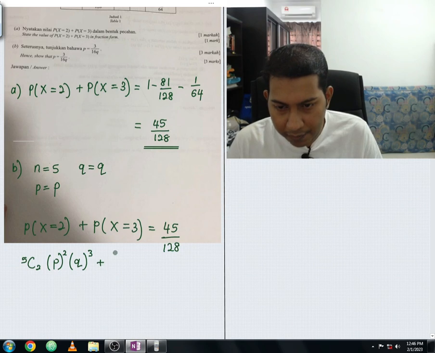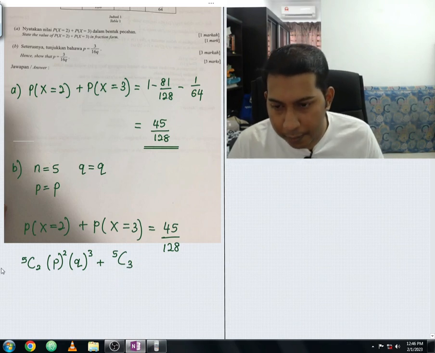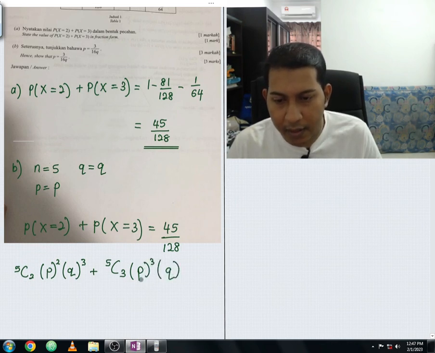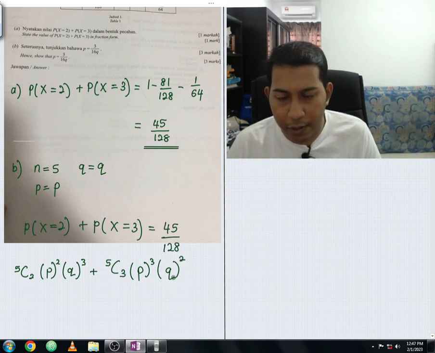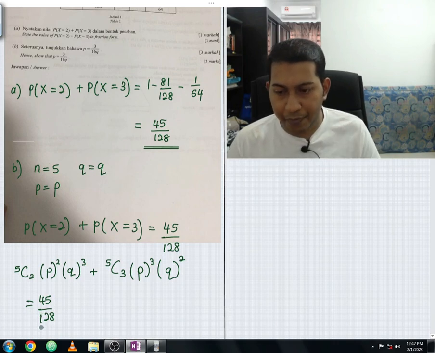Plus 5C3, because X equals 3, so you write 3 over here. Let me move it down, 5C3, p to the power of 3. p is the success and q is the probability of failure. 5 minus 3 gives 2. These two terms you add, and you should get 45 over 128. So 5C2 and 5C3 we can calculate.